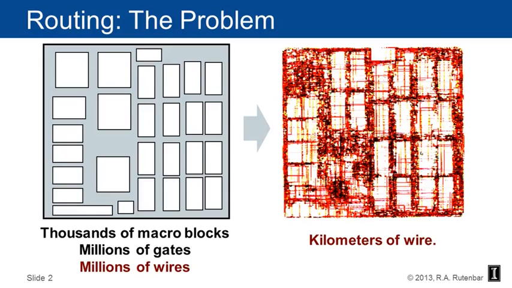A big ASIC could be 20 million wires or 40 million wires. You're going to end up with literally kilometers of wire on the surface of the chip. It is physically impossible to do any of that stuff manually. We need tools, we need software to do this, so this is what we're going to start talking about.